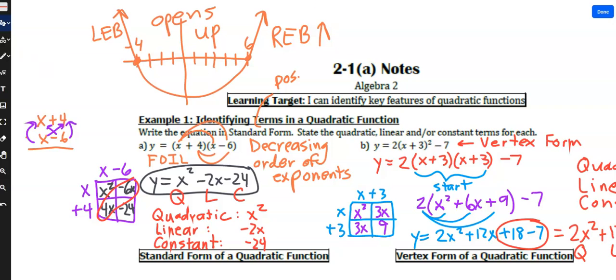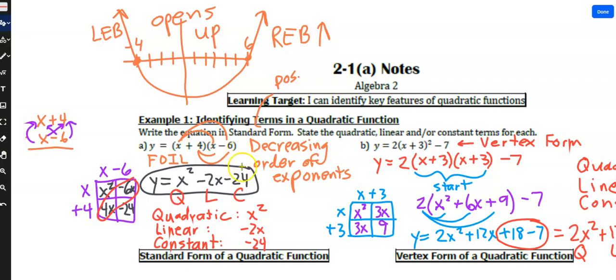All right, so here's what we worked on today in class. Just want to go over this. First of all, we are looking at trying to identify key features of quadratic functions. In this particular example, I can easily see two things.